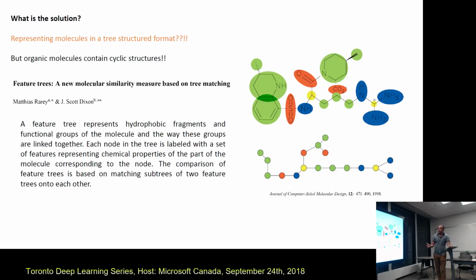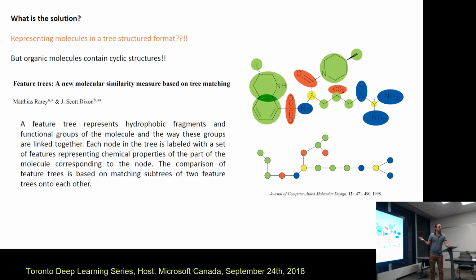So chemists had already thought about this, and in 1998, Dixon and coworkers came up with the idea that they can use tree structures to represent information about a molecule. And they referred to it as feature trees. The reason behind that was that not only did they use tree structures, but they also packed the different parts of the molecule with information.